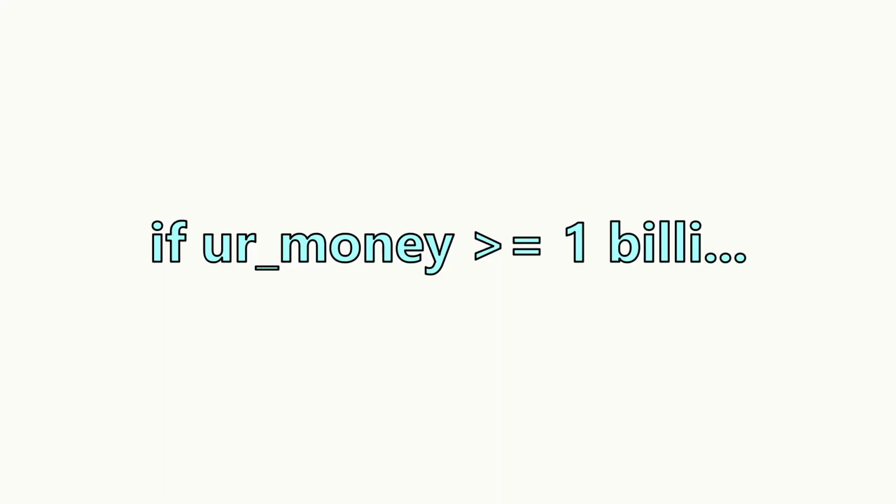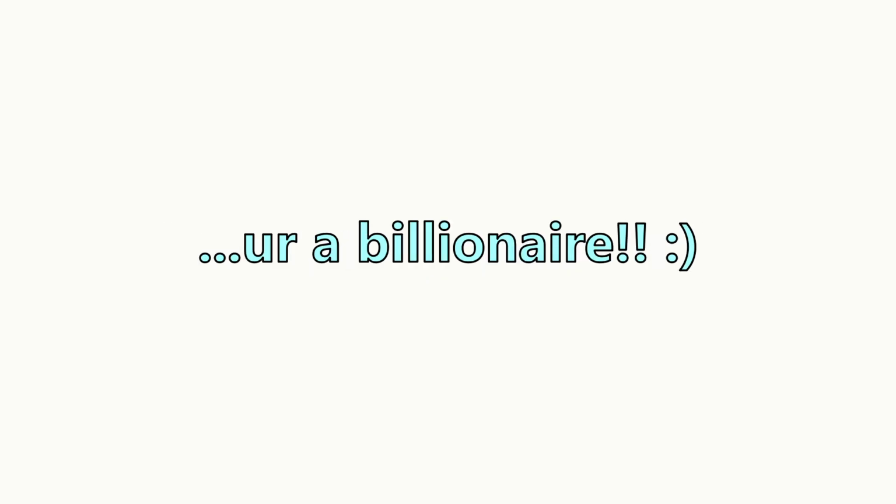Now at this point we would need to correct our program's logic by saying that if their money is greater than or equal to $1 billion, that makes them a billionaire. These are things that can't be detected by the compiler, but we actually have to go in and see, oh, that's wrong, let's fix it.